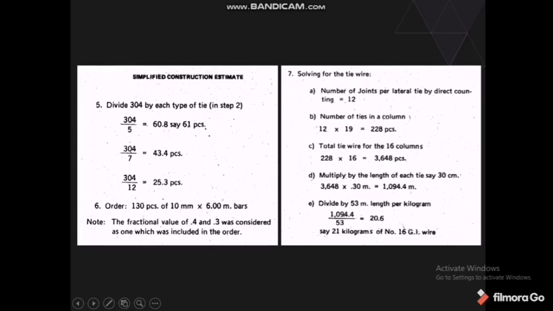Multiply by the length of each tie, say 30 centimeter. So 3648 pieces times 0.30 meters, that is equal to 1094.4 meters. And then divide by 53 meter length per kilogram. So the result is 20.6. By rounding it up, it says 21 kilograms of number 16 wire.